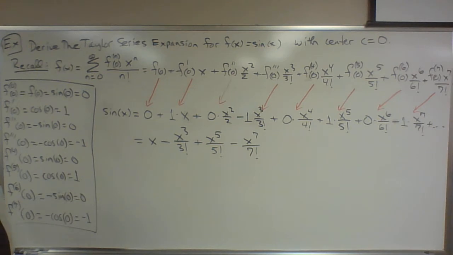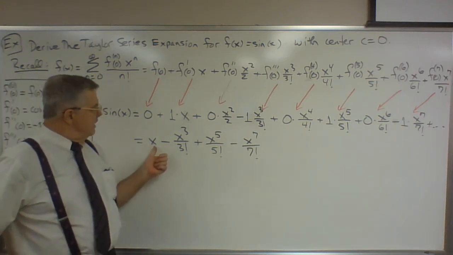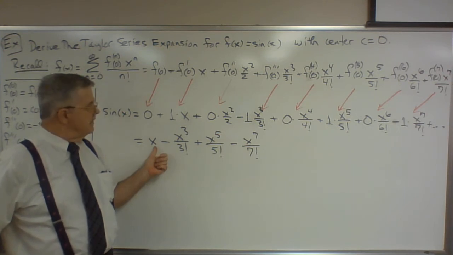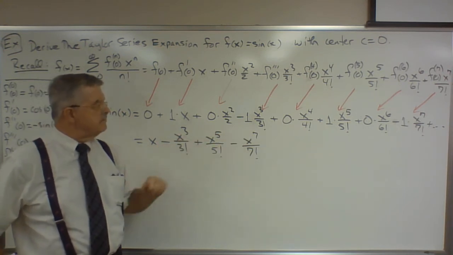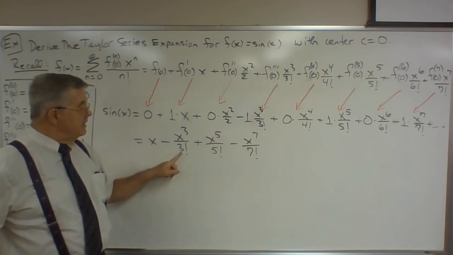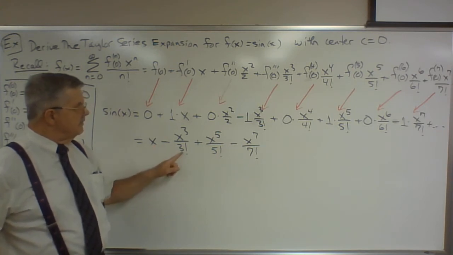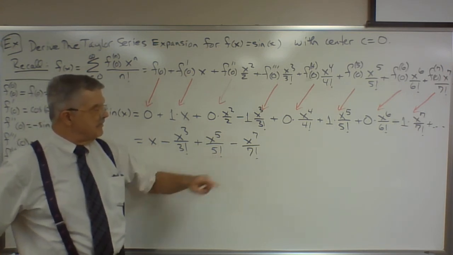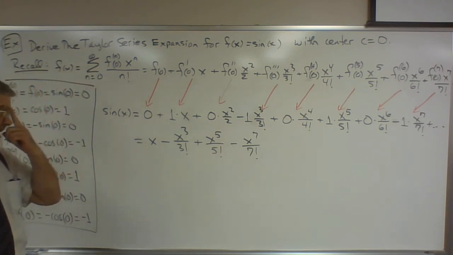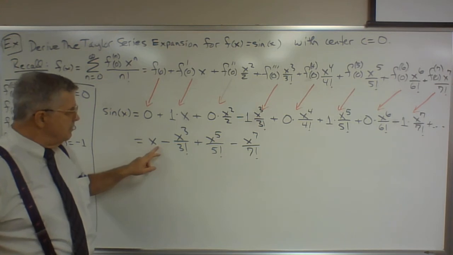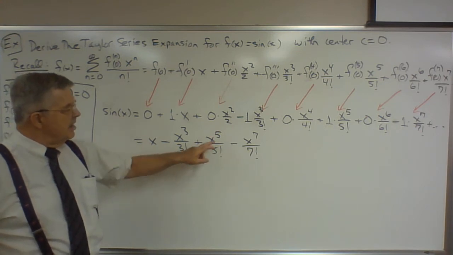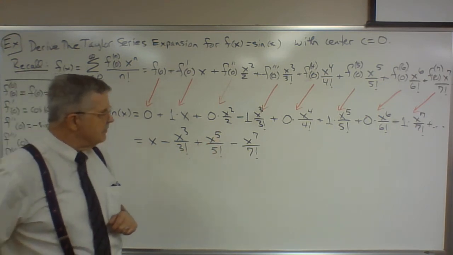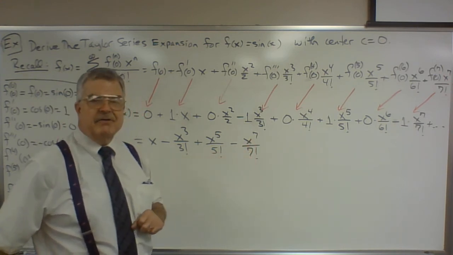And when we leave out the 0 terms, it turns out that the exponent increases by 2 each time. The denominator, the factorial, increases by 2 each time. We have 1 factorial, 3 factorial, 5 factorial, 7 factorial. And all of these things are odd numbers. X to the 1st over 1 factorial, x cubed over 3 factorial, x to the 5th over 5 factorial, x to the 7th over 7 factorial.